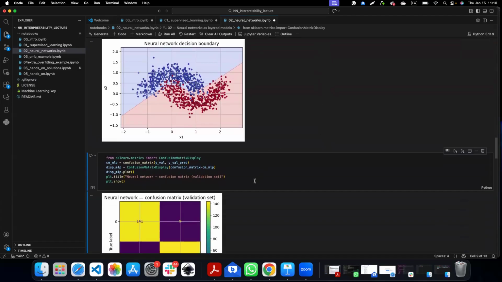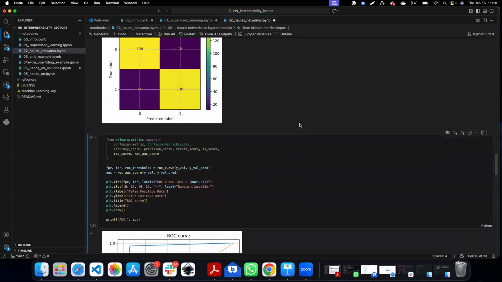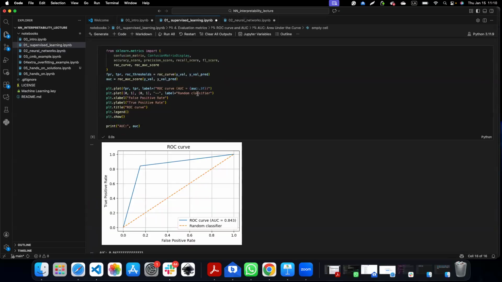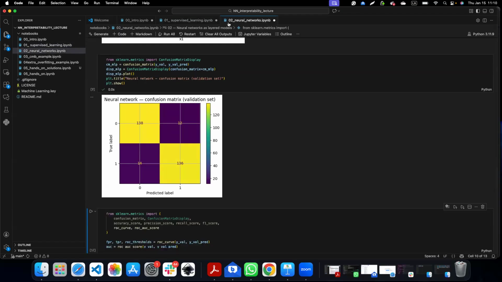Okay. Now let's compute the confusion matrix. I already have it there, but you can run it locally. You see that it performs better if we compare it to the previous one, right? Here is 138, 100, okay, not much better, but okay, 127, 126. And this one is 138 and 136. So, okay, it is improving, right?